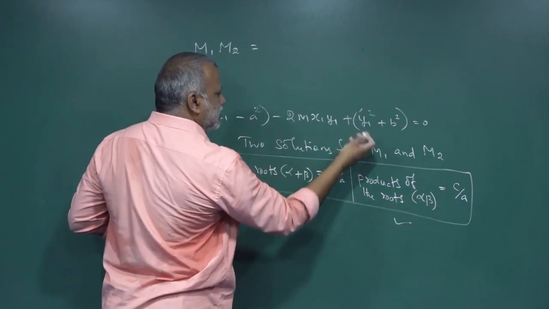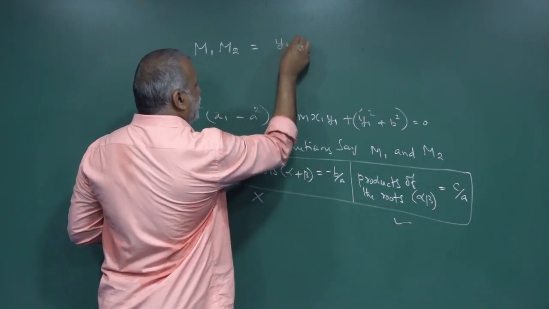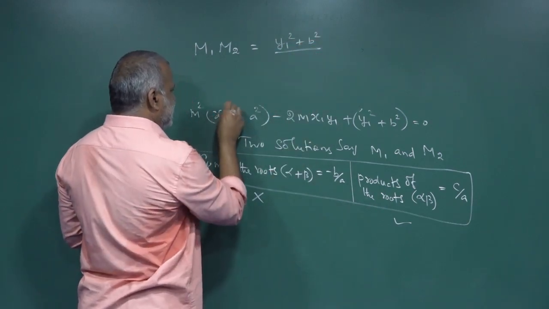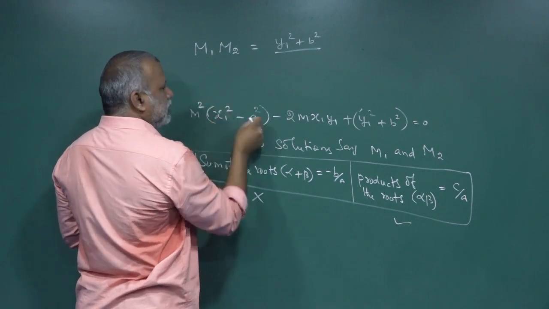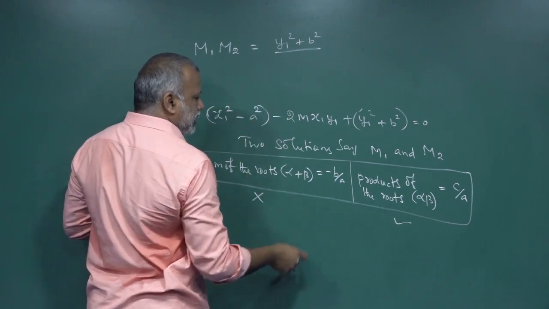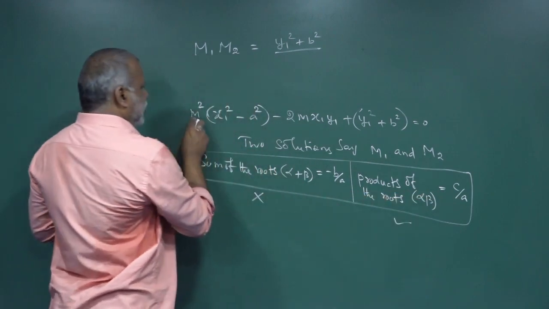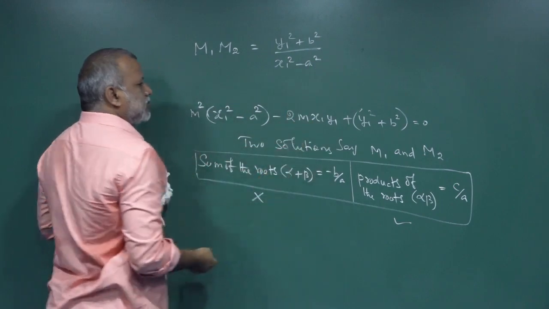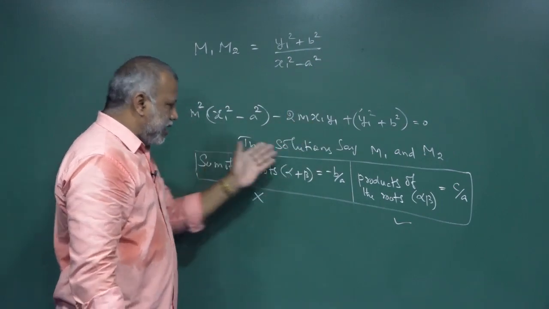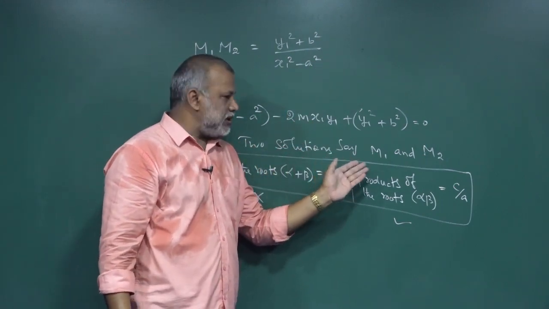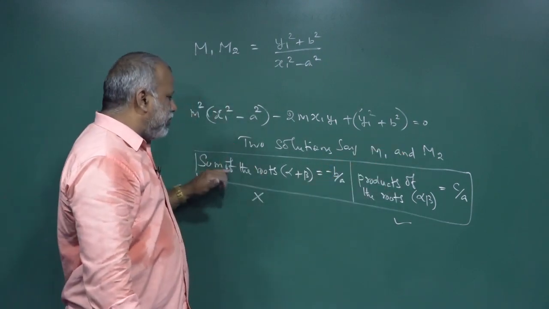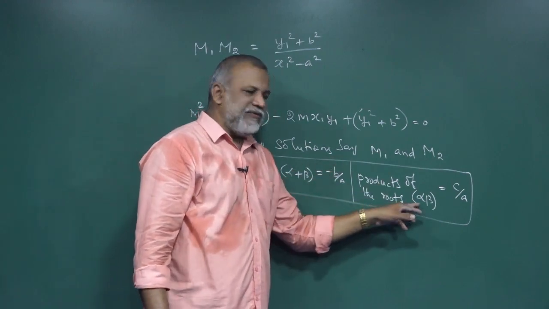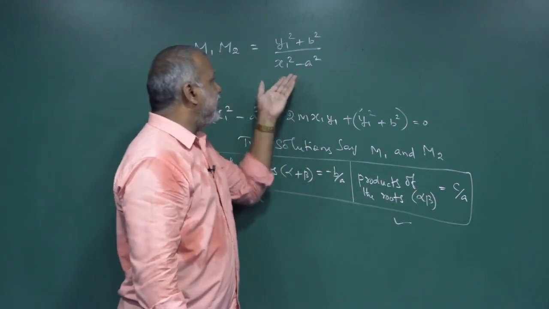See this quadratic equation. c is the constant, y1 squared plus b squared, divided by, then this is x1 squared. This is the quadratic equation. Then a means the coefficient of m squared, that is x1 squared minus a squared. After getting the quadratic equation, we have two solutions, m1 and m2. Then the sum of the roots, alpha plus beta, is not needed here. We need the product of the roots, alpha beta, that is c by a, and find the value.